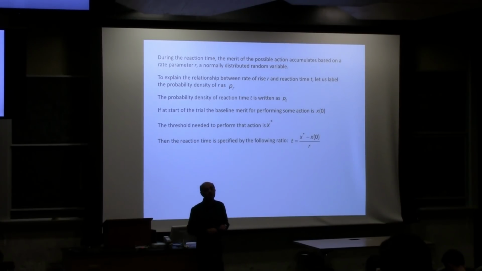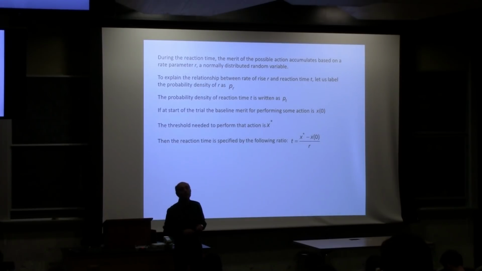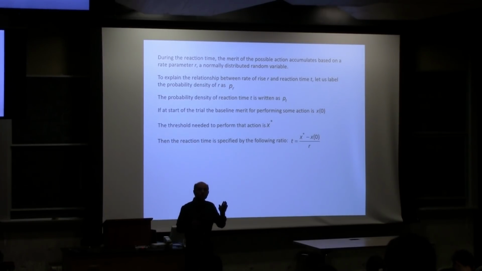Yes, sir? Why is it reasonable in this case to assume that r is a constant and not a function of time, for example? Right. So in this case, we're assuming that during a single reaction time, r is a constant. But it's a random variable between trials.